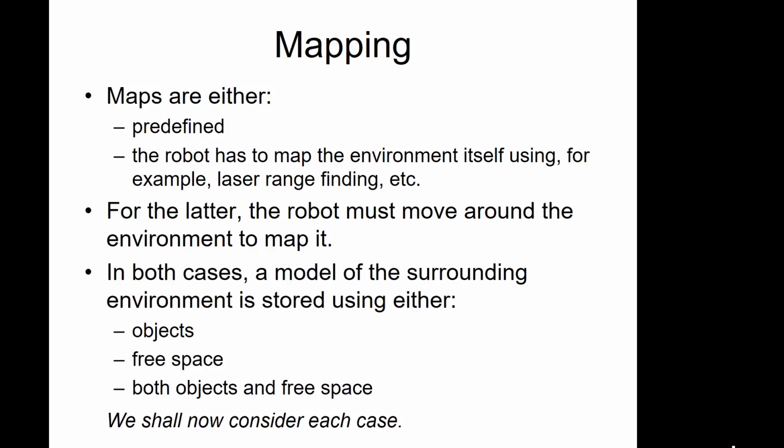So as I said, maps can either be predefined, so we put a map in the computer, or the robot does mapping. If it's a totally unknown environment, it'll build a map from the beginning, from a completely blank sheet. Or if it has a map already built there, it might use its sensor data to update or modify that map.